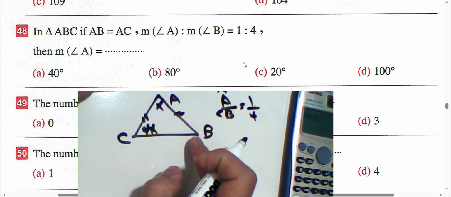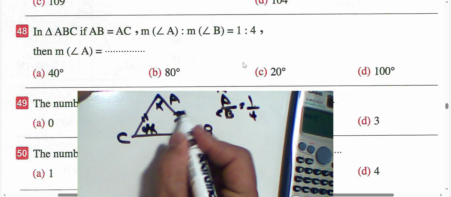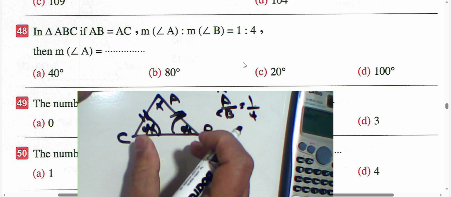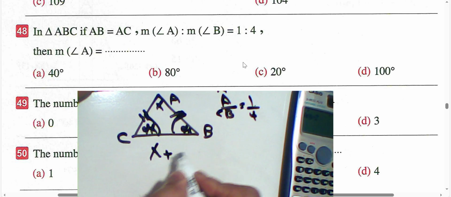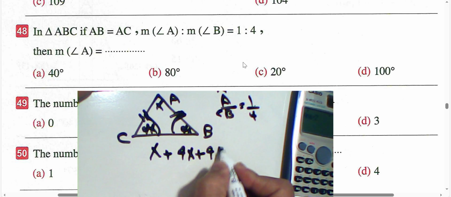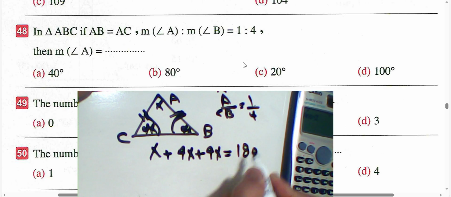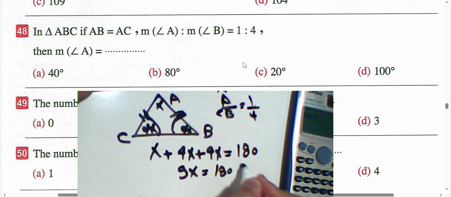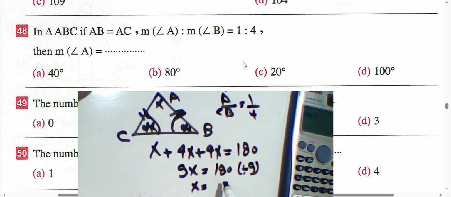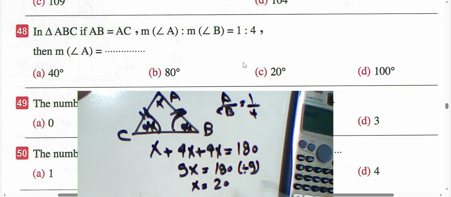Then the measure of the base angle here will be 4x also. Why? Because we have an isosceles triangle, so the two base angles will be equal, 4x and 4x. Then we can write x plus 4x plus 4x equals 180. Then 1 plus 4 is 5, plus 4 is 9, so 9x equals 180, and we divide by 9. Then x will be 180 divided by 9, equal to 20 degrees.